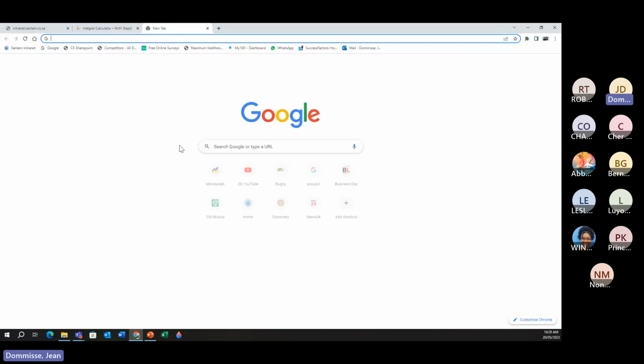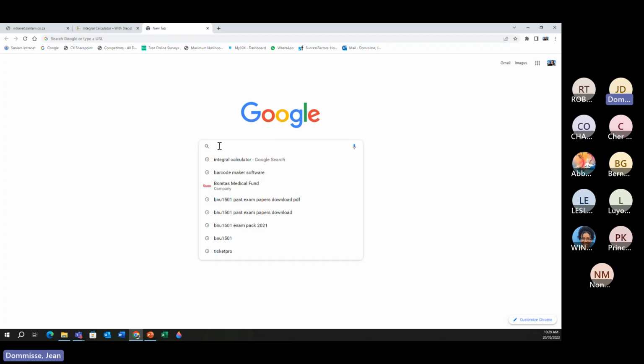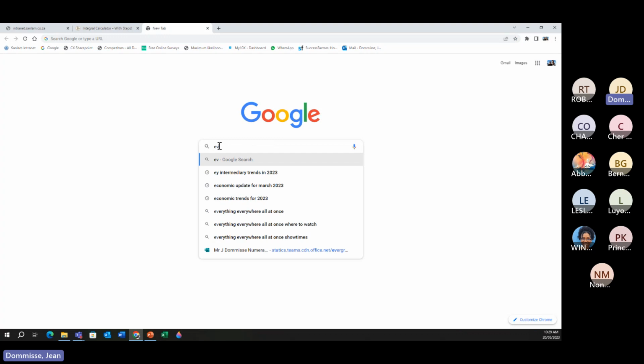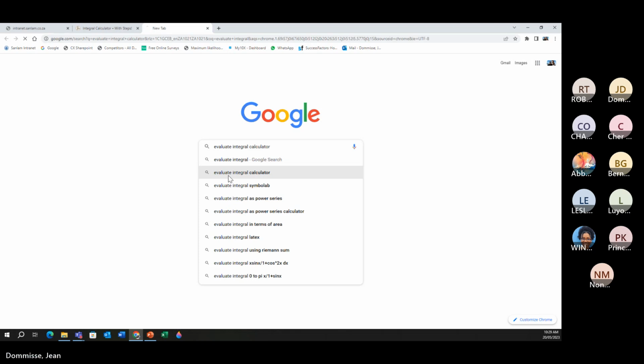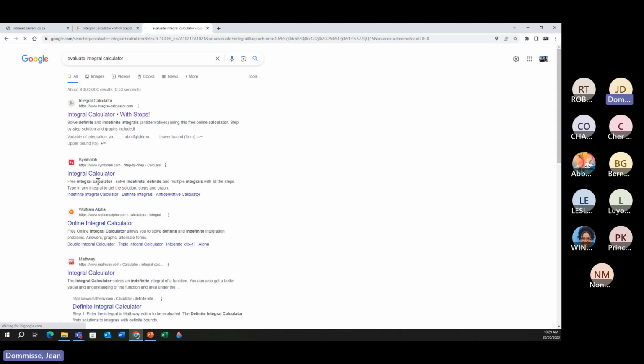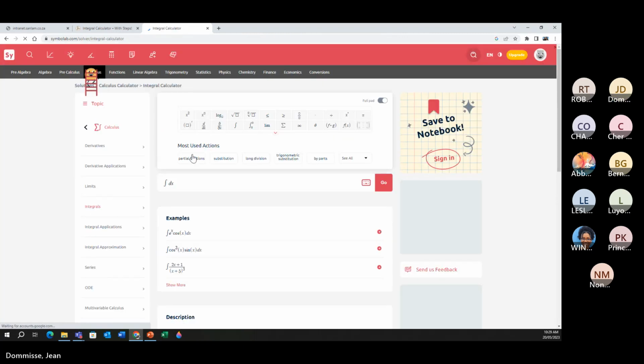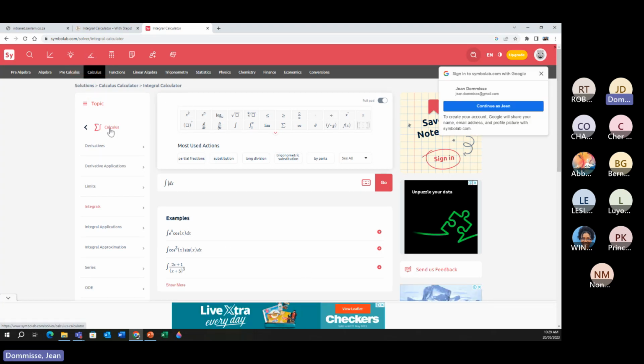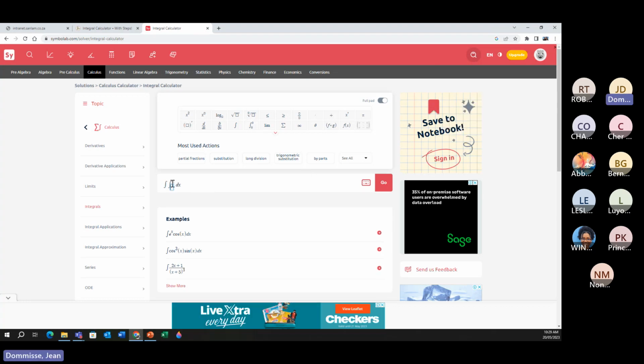So all that Anna did, so let's Google something. So let's say you need to evaluate the integral. There was one, the Wolfram Alpha one is a very, very familiar one as well that they use. So let's see if we can. So I want to use that one.